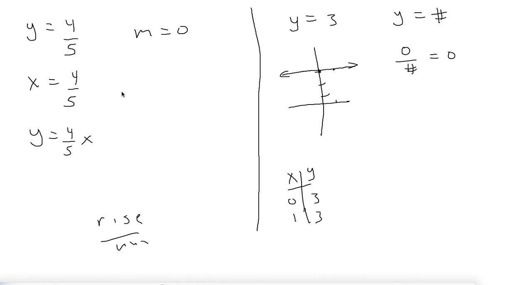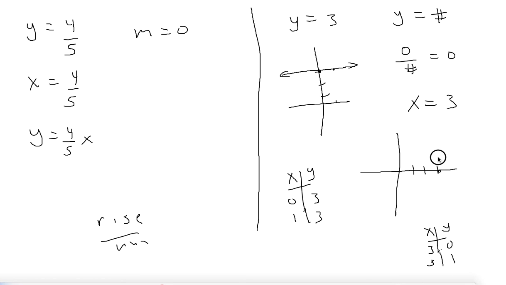For x equals a number, let me sneak down here with it. So say we have x equals 3. In that case, it doesn't matter what y is. X is always going to be 3. So when x is 3, y could be 0, y could be 1, and so forth. And so what that gets us is a vertical line.